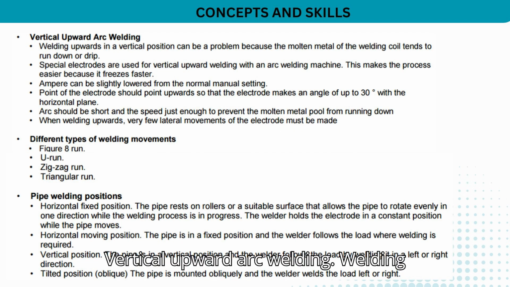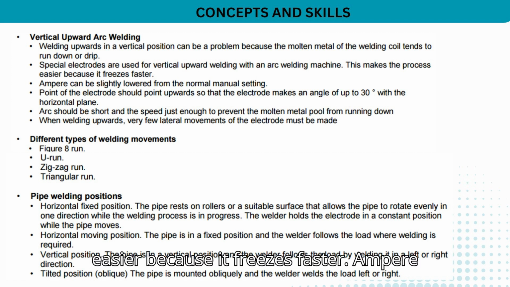Vertical upward arc welding. Welding upwards in a vertical position can be a problem because the molten metal of the welding pool tends to run down or drip. Special electrodes are used for vertical upward welding with an arc welding machine. This makes the process easier because the metal freezes faster.